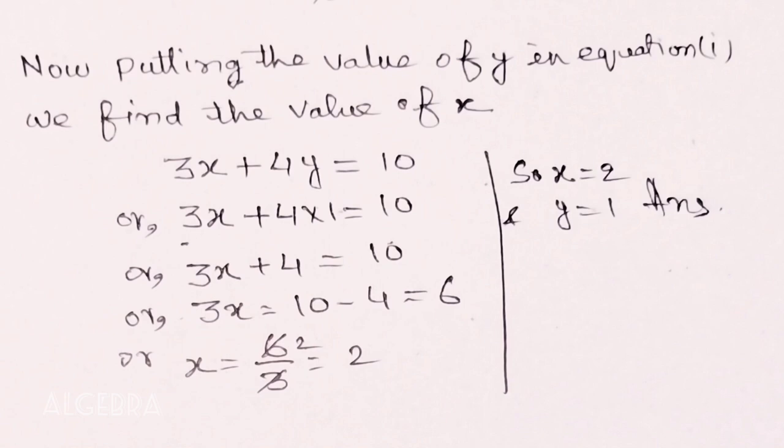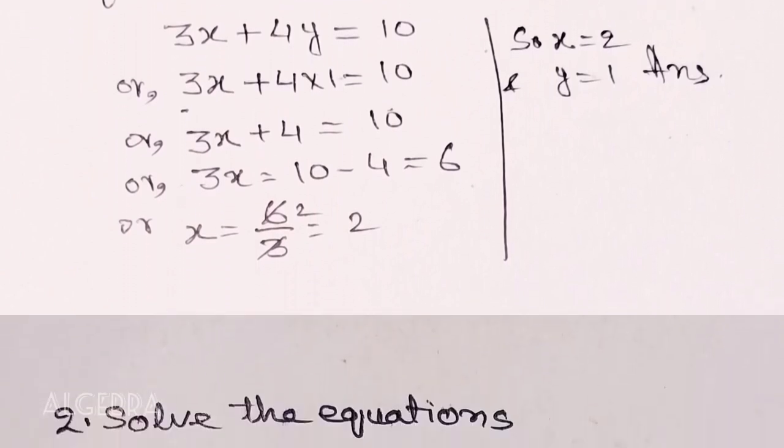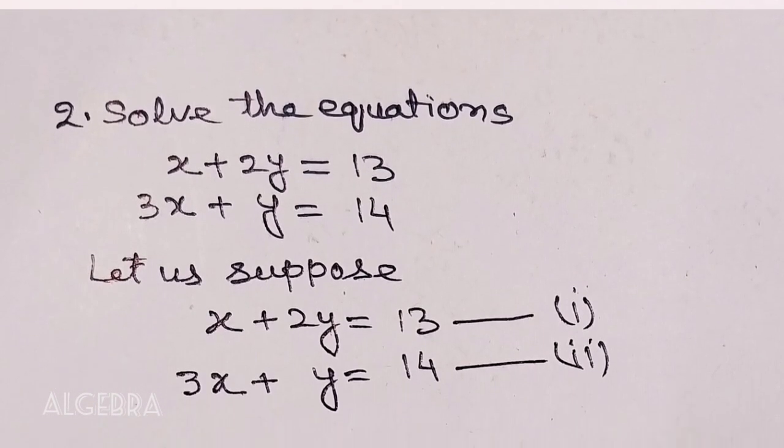3x plus 4y is equal to 10, or 3x plus 4 into 1 is equal to 10, or 3x plus 4 is equal to 10, or 3x is equal to 10 minus 4 is equal to 6, or x is equal to 6 by 3. Cut 6 by 3, 2. So x is equal to 2 and y is equal to 1. Answer. 2. Solve the equations.